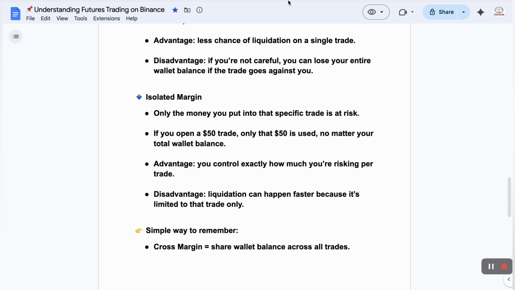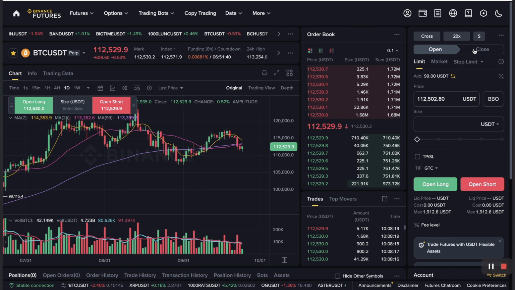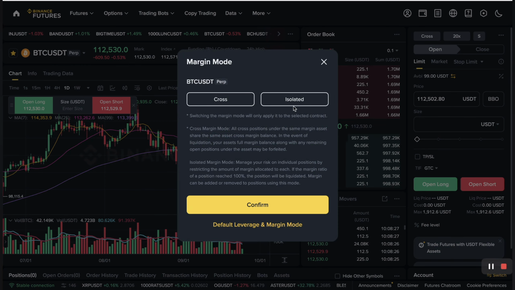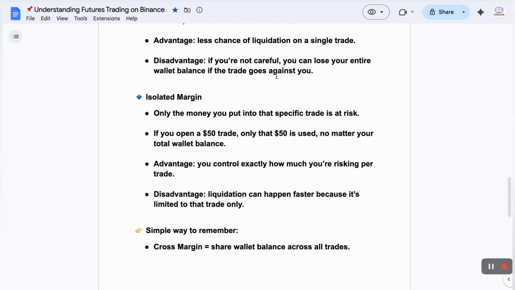Then let's talk about what is isolated. Let me show you again so that you guys can understand this one. What is isolated margin? You have to understand everything. Isolated: only the money you put into that specific trade is at risk.